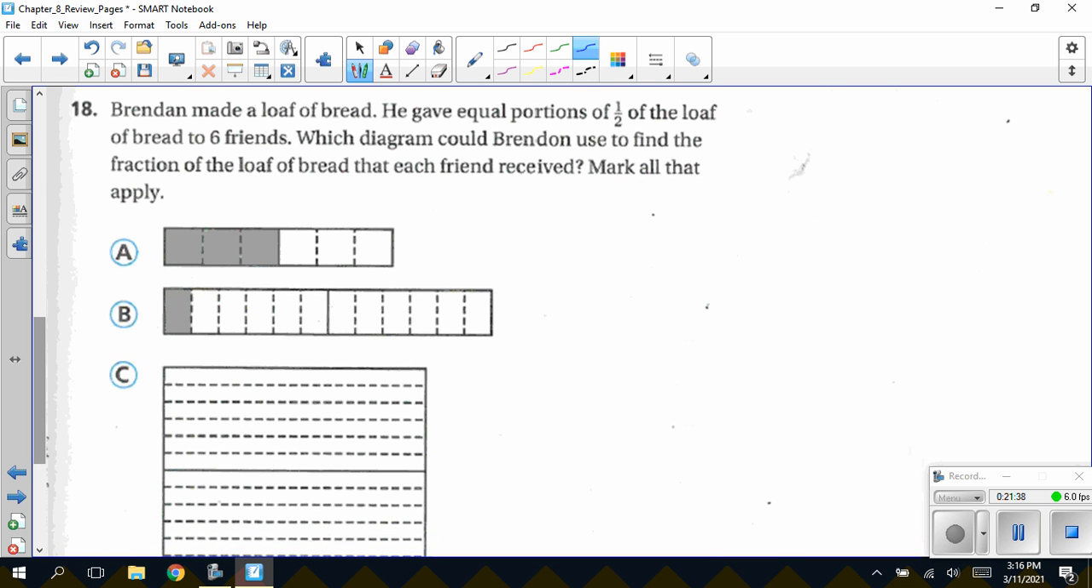Moving down to number 18, it says Brendan made a loaf of bread. He gave equal portions of half of the loaf of bread to 6 friends. Which diagram could Brendan use to find the fraction of the loaf of bread that each friend received? Mark all that apply. So I know that for my picture, when I'm looking at my choices, it's only half of a loaf of bread that he's dividing up. And he is dividing it between his 6 friends. So that's my division problem.